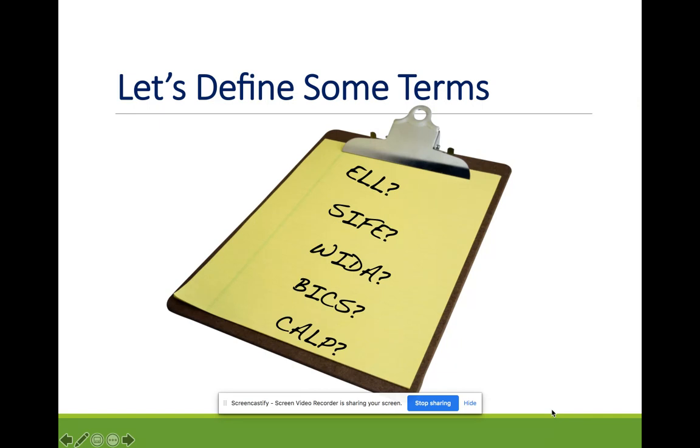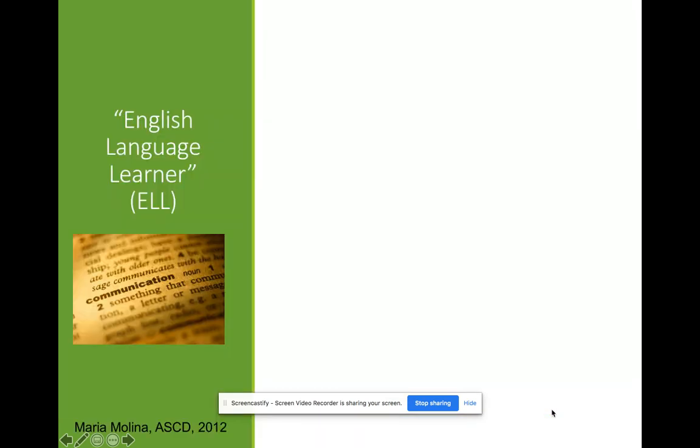Before we get started, and I didn't have you read one of those chapters because I figured we could do the rundown here with some of these terms. ELL is the first one that I think is important to talk about. ELL stands for English Language Learner.